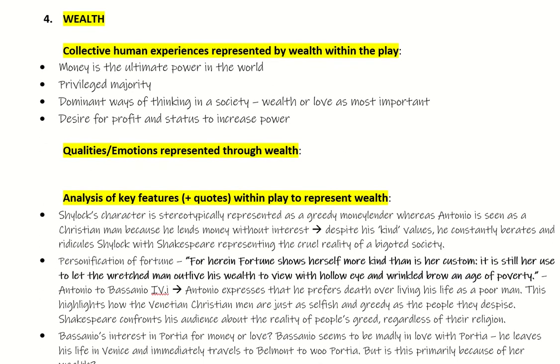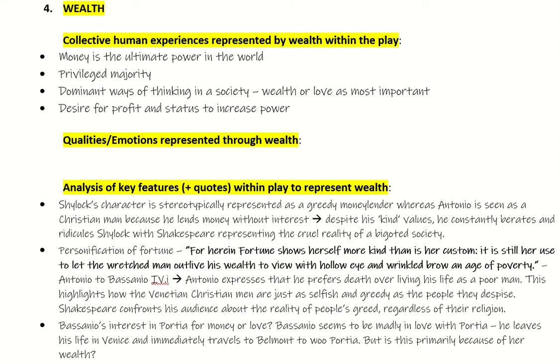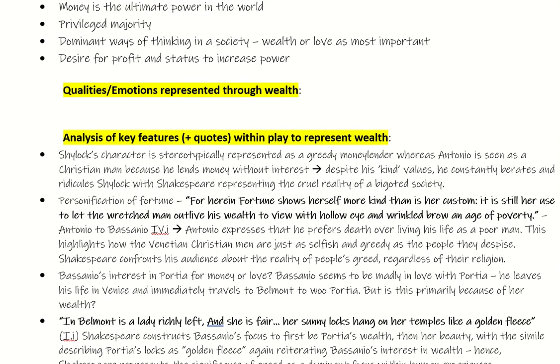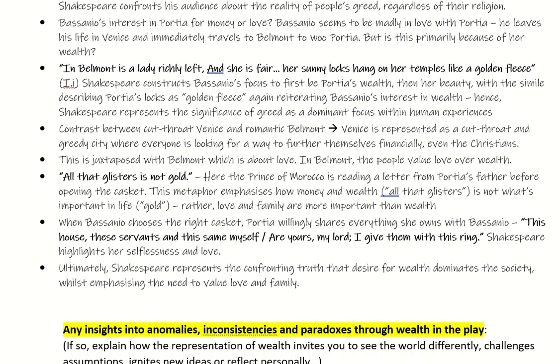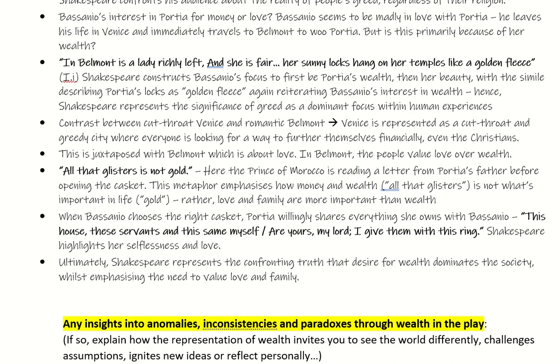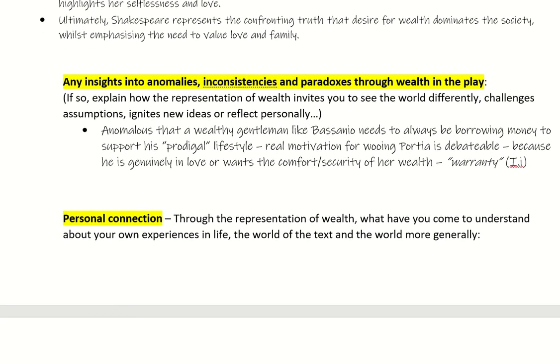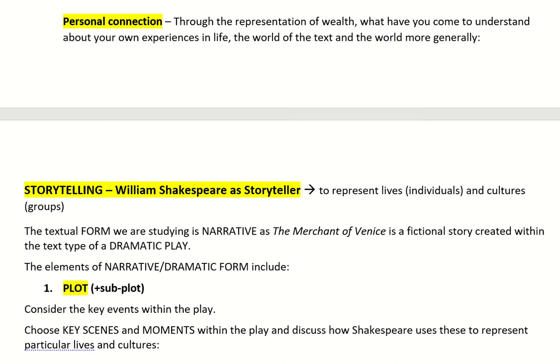The last one, which I think is an interesting one for you to think through, is the collective representation of wealth. Obviously, we could think about it in terms of class in Shakespeare's crafting. But I think wealth gives you greater scope to align with some of your own experiences in your contemporary world. We don't have so much class as we do status associated with wealth. So again, I've given you, to support some of your thinking here, some elements that you might want to consider and some quotes which I think are important in the representation of collective wealth as an idea, and then again anomalies, paradoxes, and personal connection that you need to fill in.